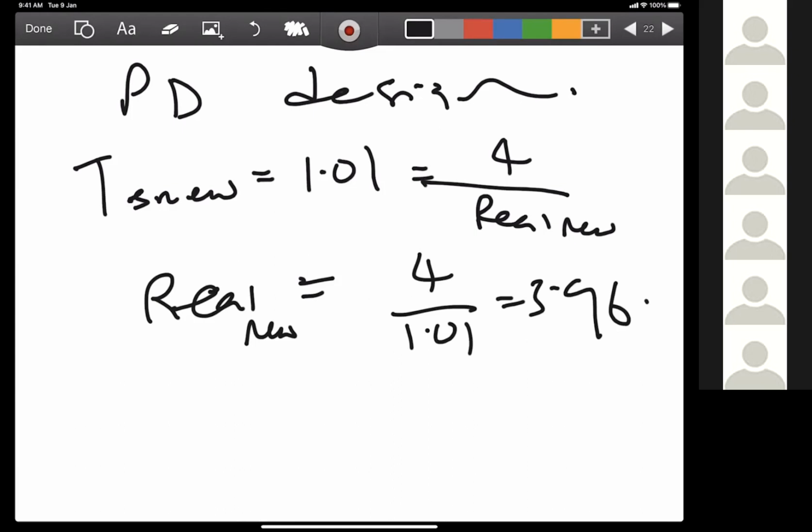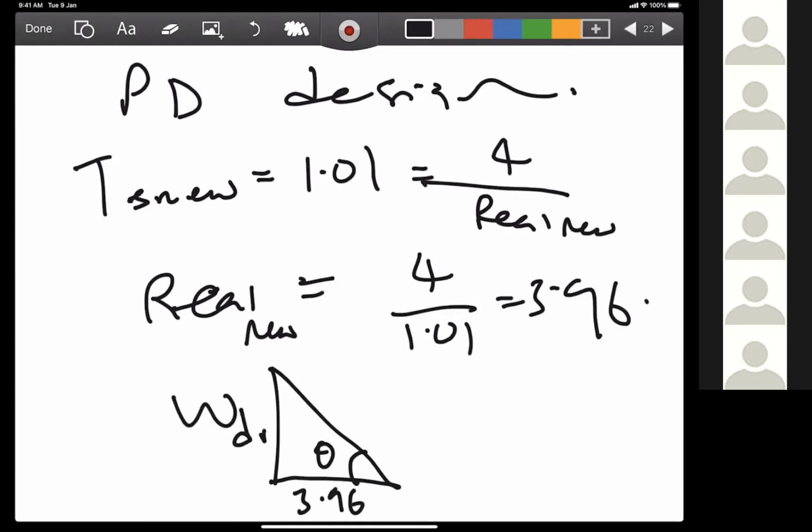So how do you find the imaginary part? By omega n square root... Yeah, I know, but find the angle first. All right, you have to find the angle first. So this one is 3.96, and this one is the new omega d.